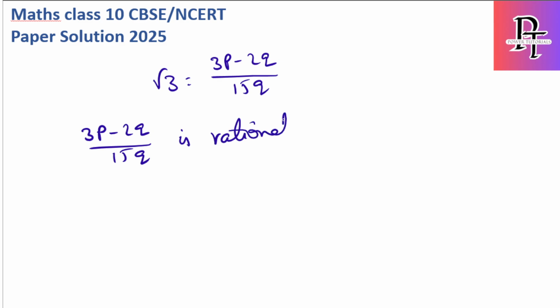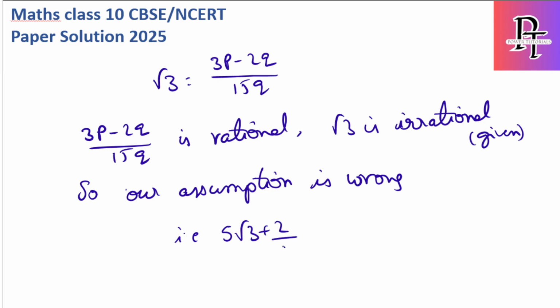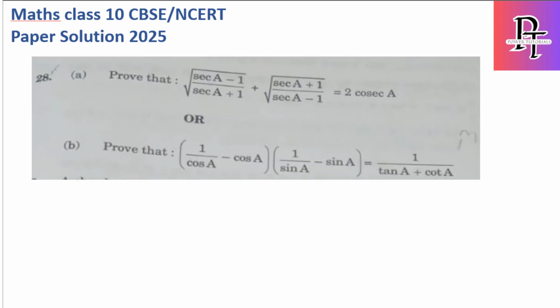But in the question, what they have provided is that root 3 is irrational. You can also mention in brackets: given. So our assumption is wrong. That is, 5 root 3 plus 2 by 3 is irrational. You have to mention all these points, then you will get full marks. Okay, if any statement is missing, then half a mark or 1 mark will be cut. Okay, let's move to the 20th.